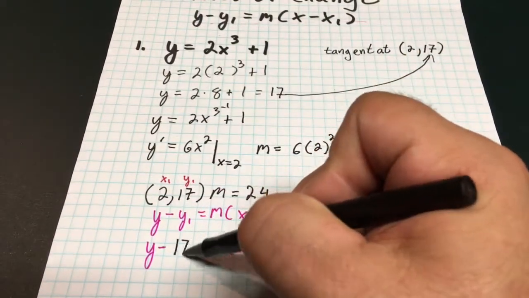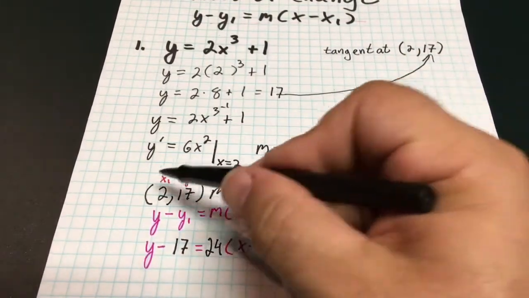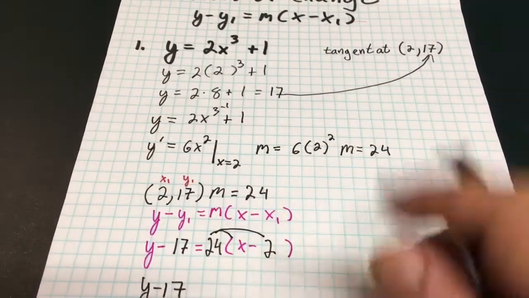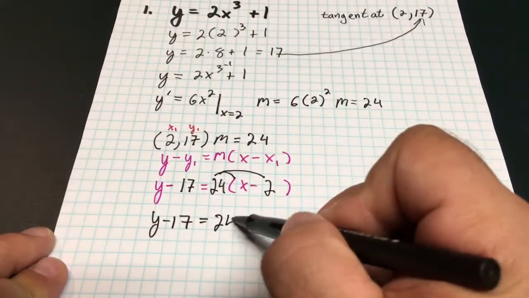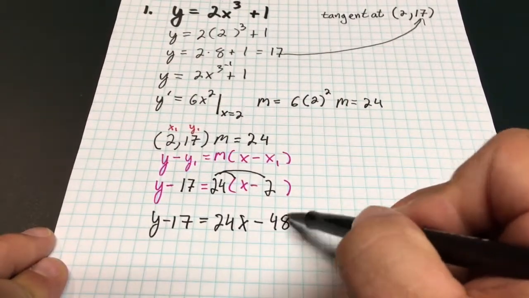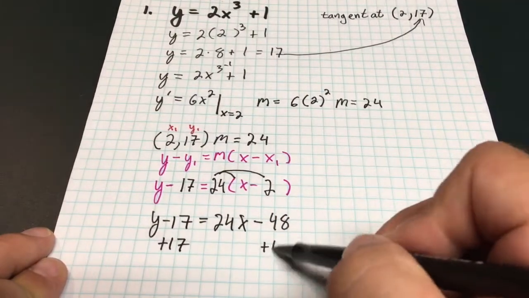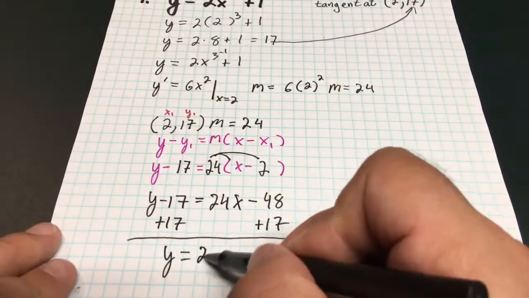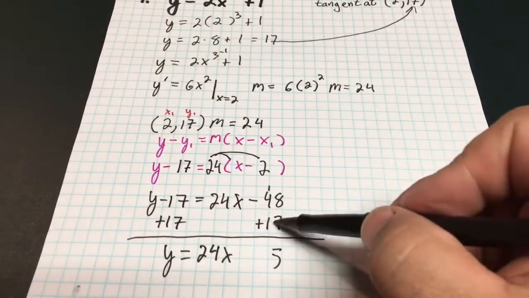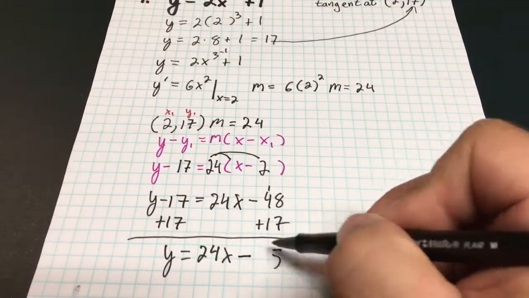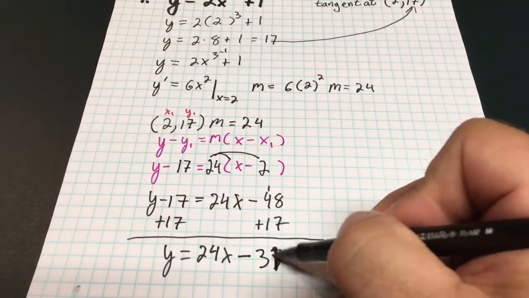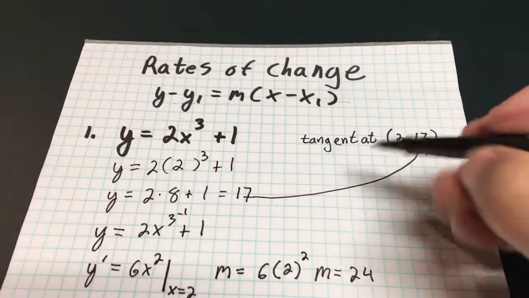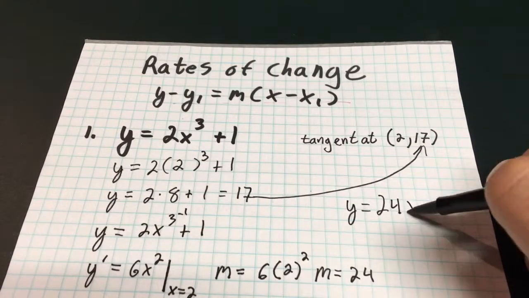The y sub 1 is 17. The slope is 24. And then the x sub 1 is going to give me 2. Distribute. So it's y minus 17 is equal to 24x minus 48. And I add 17 to both sides. And then this is going to give me the equation in slope-intercept form of y equals 24x. Sorry, 17 minus 48 is going to give me negative 31. And that's my tangent line to that point: y equals 24x minus 31.